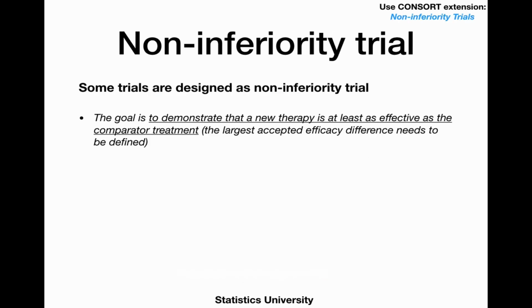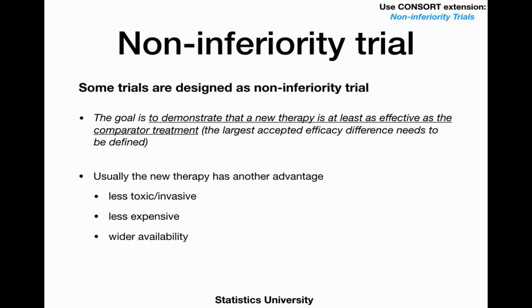But note that we haven't proven the null hypothesis of no difference. Some trials are actually designed as a non-inferiority trial, where the goal is to demonstrate that a new therapy is at least as effective as the comparator treatment. And the largest accepted efficacy difference needs to be clearly defined in such a study. Usually the new therapy has another advantage, like being less toxic or invasive, less expensive, or having a wider availability. And for these kinds of studies, we need to use the CONSORT extension on non-inferiority trials.